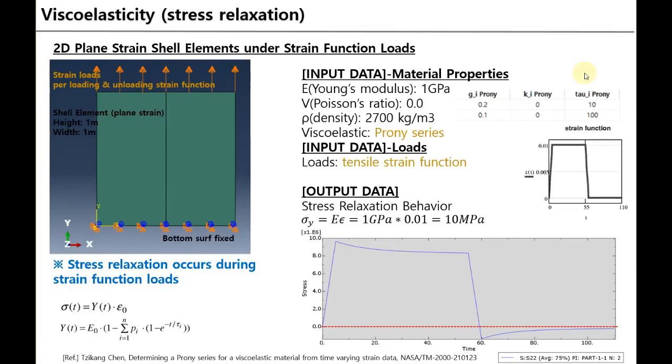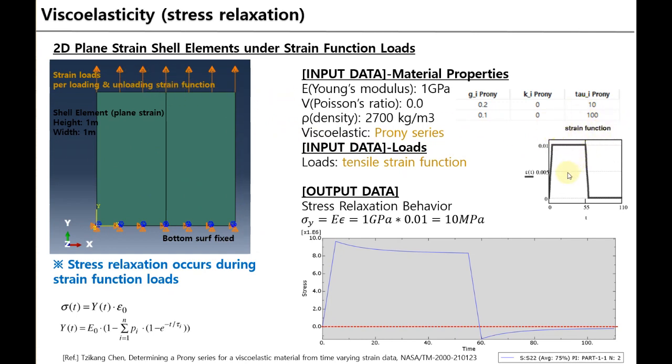In this video, I'm going to show you how to model viscoelastic material in Abaqus. I'm just using a very simple 2D rectangular FE model based on plane strain. Basically, the bottom surface of the FE model will be fixed, and we will apply a strain function on the top surface.